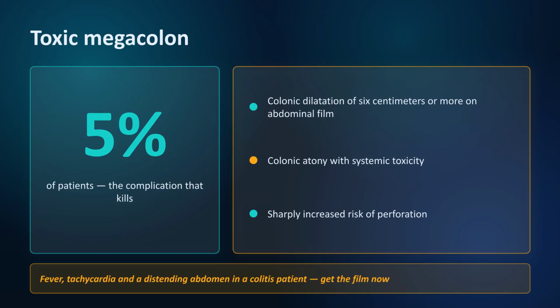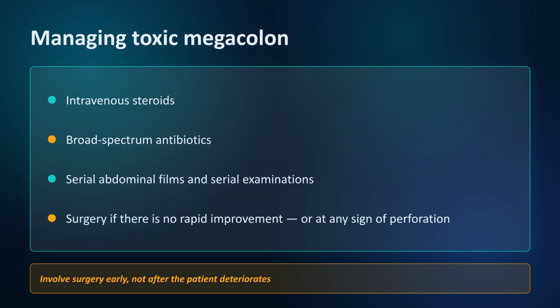Get the film now. And note something counterintuitive. As the colon dilates and goes atonic, the diarrhea may actually decrease. Do not read that as improvement. And avoid opiates and antidiarrheals in severe colitis. They can precipitate it.